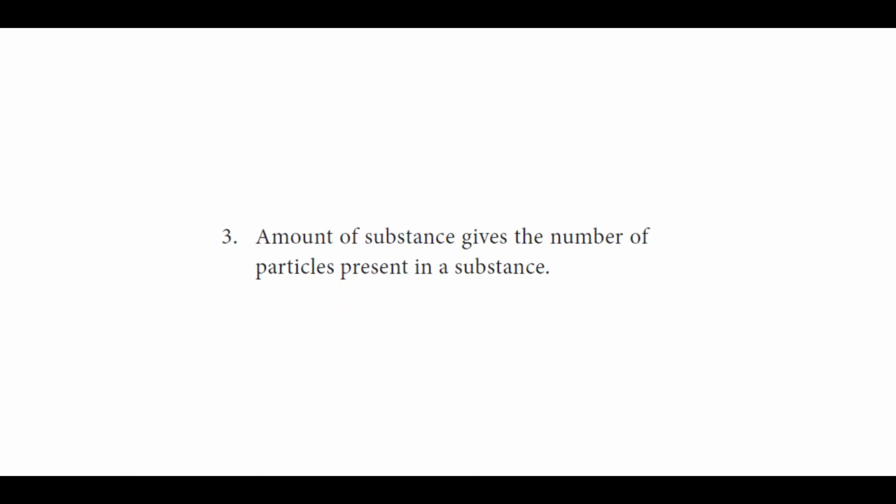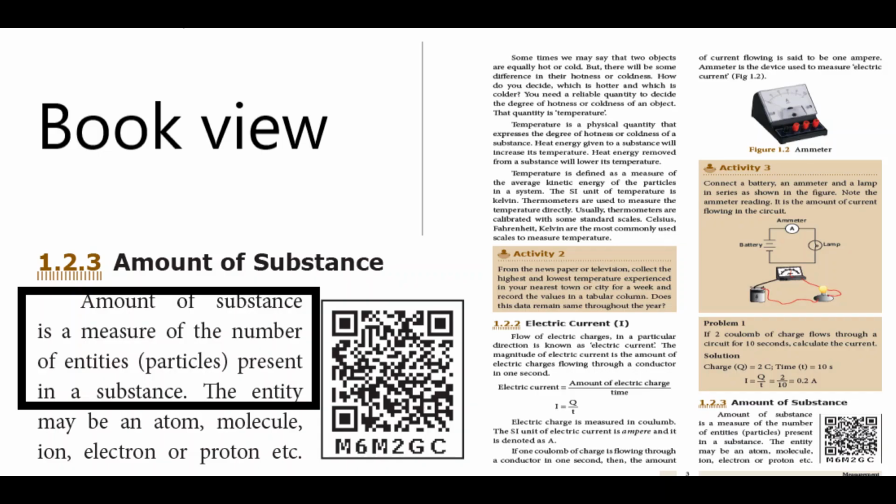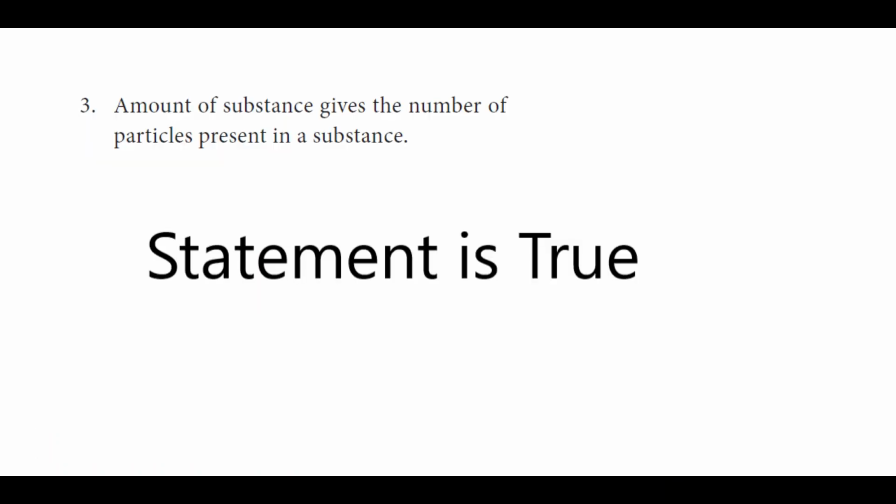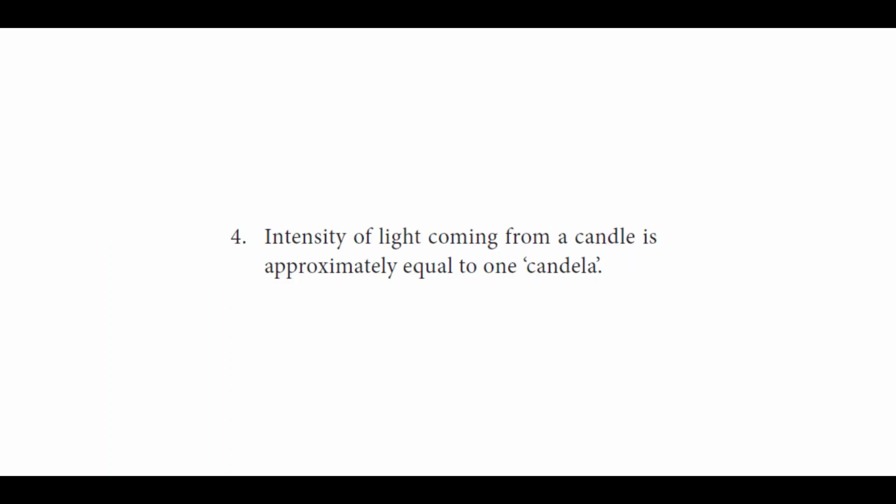Third one. The amount of substance gives the number of particles present in a substance. So we have to find whether it is true or false. This is the book view. Here I will read it. Amount of substance is a measure of the number of entities present in a substance. So what it is saying, the same words are coming here. The amount of substance gives the number of particles present in a substance. So the statement is true.